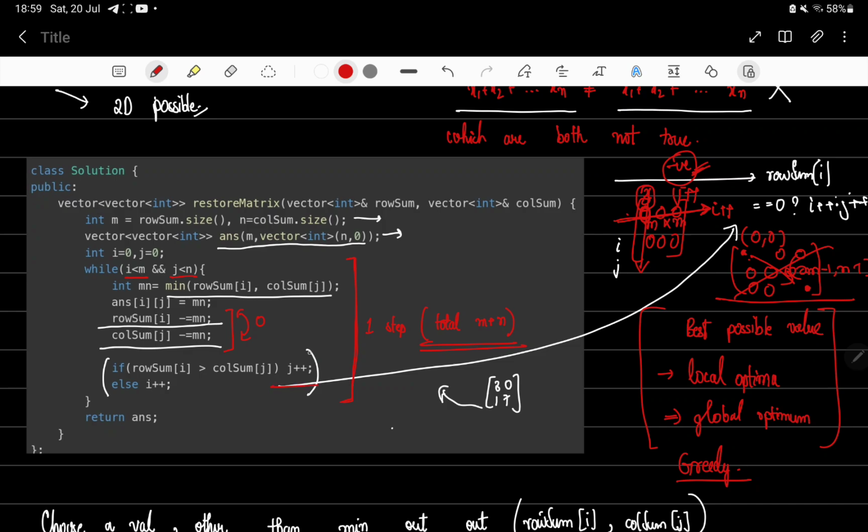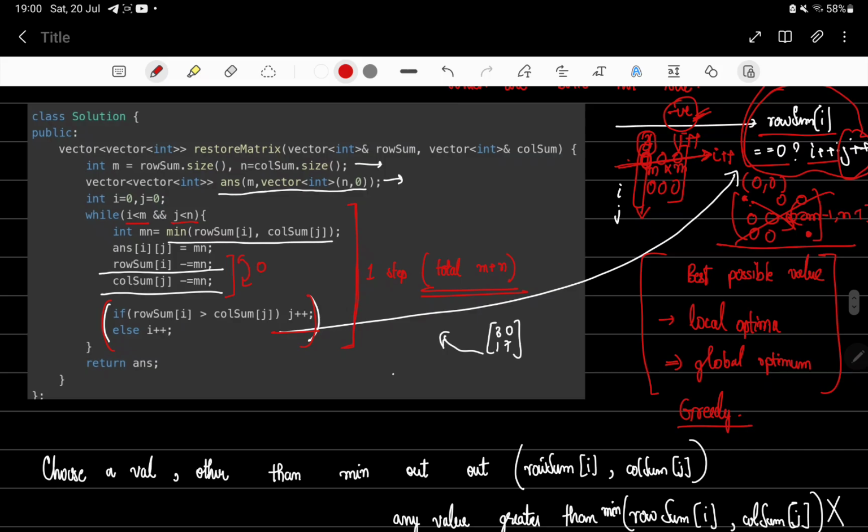This same thing which I have written with an if else condition can be written like this also: if row sum is equal to 0, we know that in that row nothing can be done, so I'll just do an i plus plus. And if this is not the case, then the only case possible is that my column sum is equal to 0, which is handled by this j plus plus. So yeah, that is the whole solution.